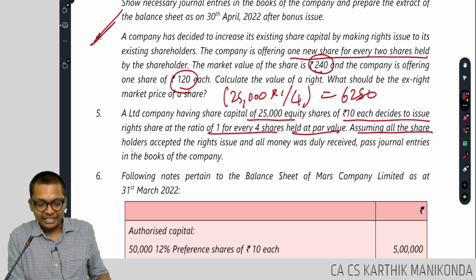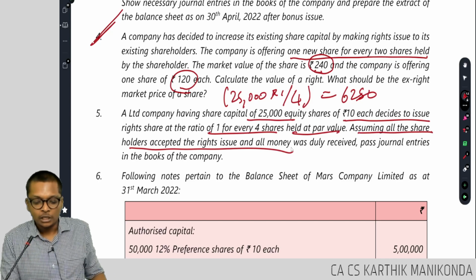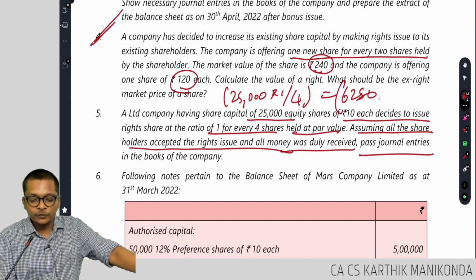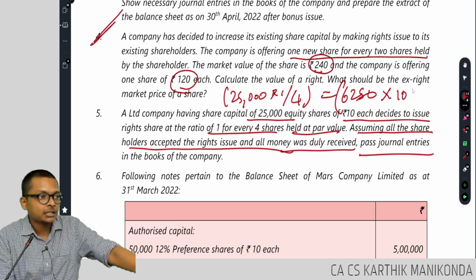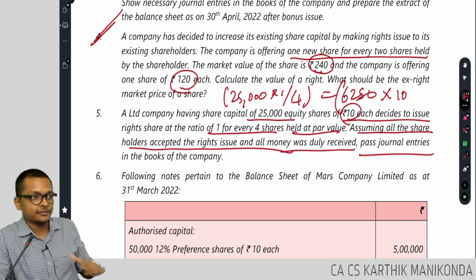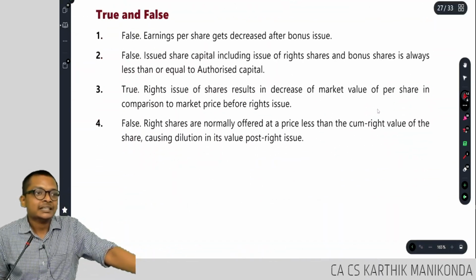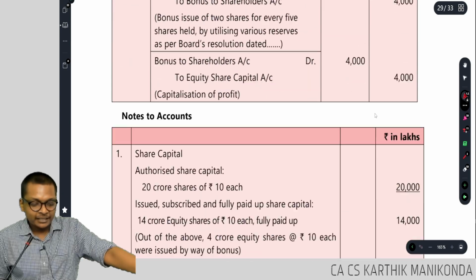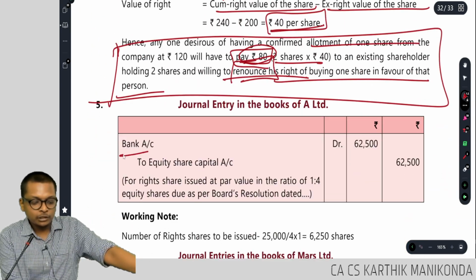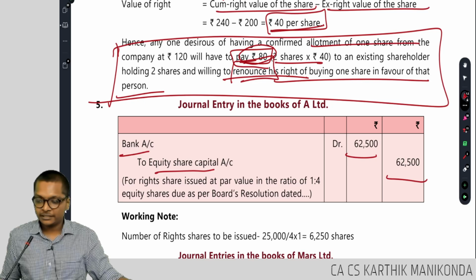Assuming that all the shareholders accepted the rights issue, so everybody accepted, nobody renounced, all the money was received, pass a journal entry. That means 6,250 shares into each share is face value, no premium, no reduction, everything at 10. So 6,250 into 10 is how much, guys? 62,500. I will just pass one entry for issue of shares. Bank account debit to share capital 62,500. That's it. Understanding, guys? Okay.